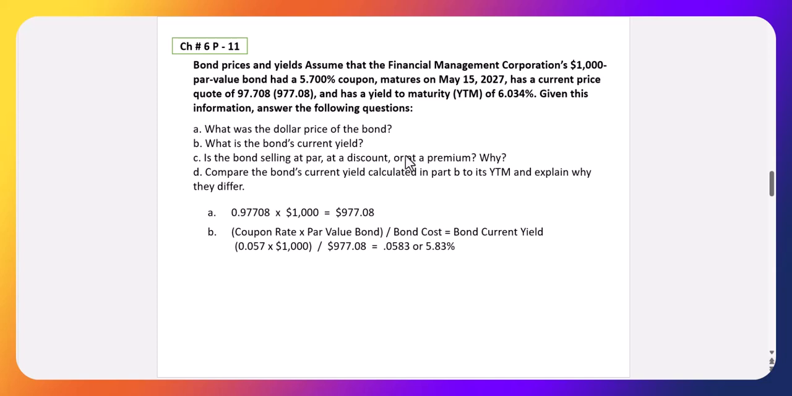To calculate the bond's current yield, we take the coupon rate, multiply by the face value of the bond, divided by our bond cost. In this case, our coupon rate is 5.7%. We multiply it by 1,000, divided by what we paid for the bond, $977.08, and hence the bond's current yield is 5.83%.